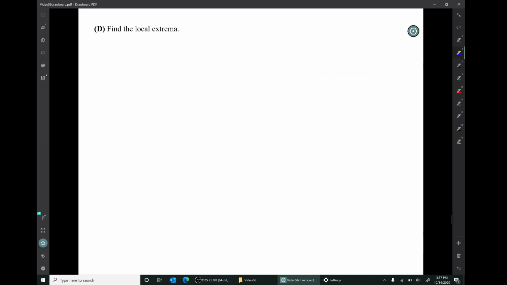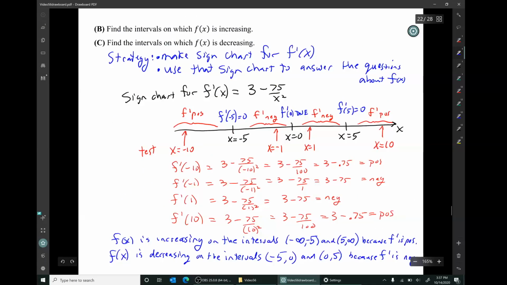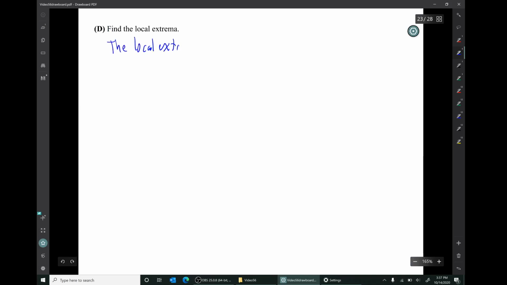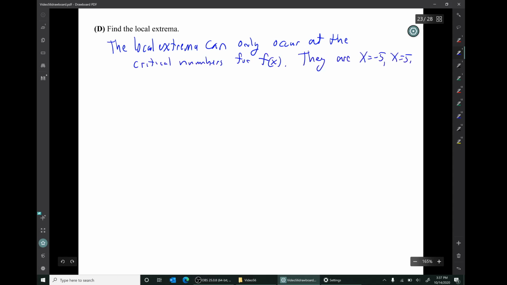Question D, find the local extrema. Okay, well let's go back up and look at our sign chart. The local extrema have to occur at critical numbers. There are only two critical numbers, x equals -5 and x equals 5. So we have those two x values that are the only candidates where local extrema can occur.